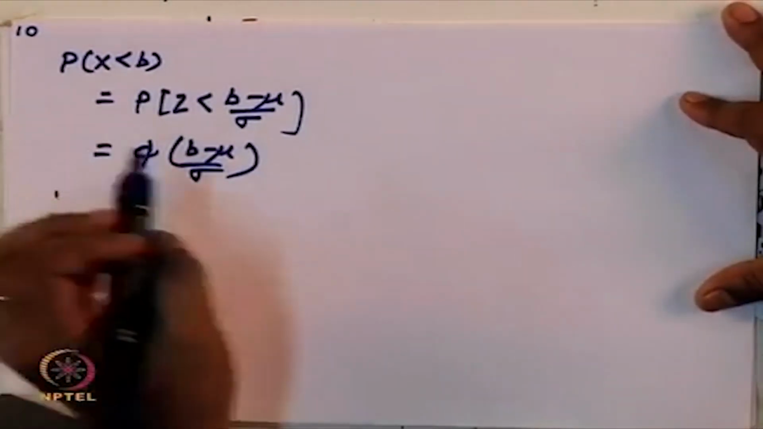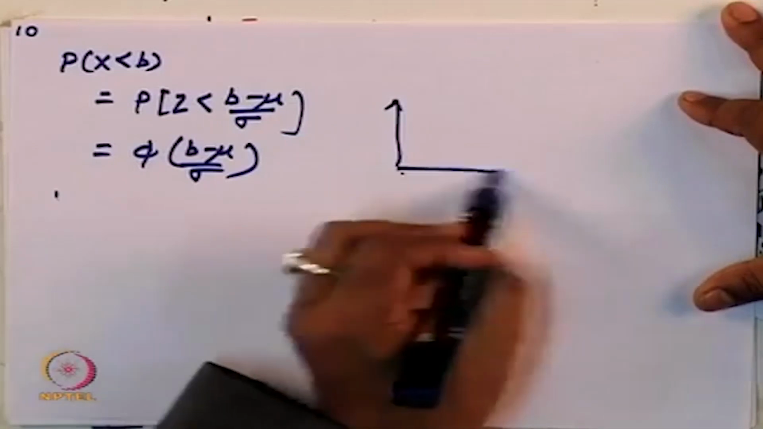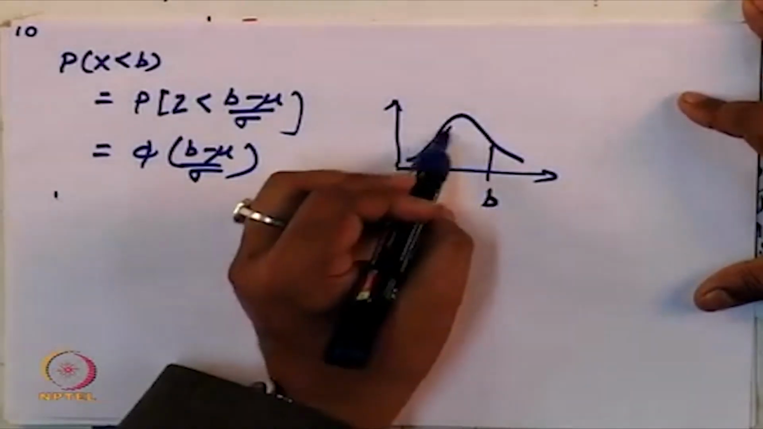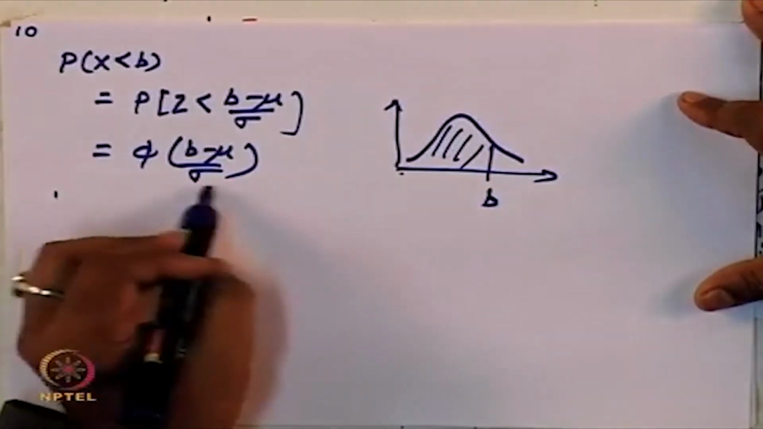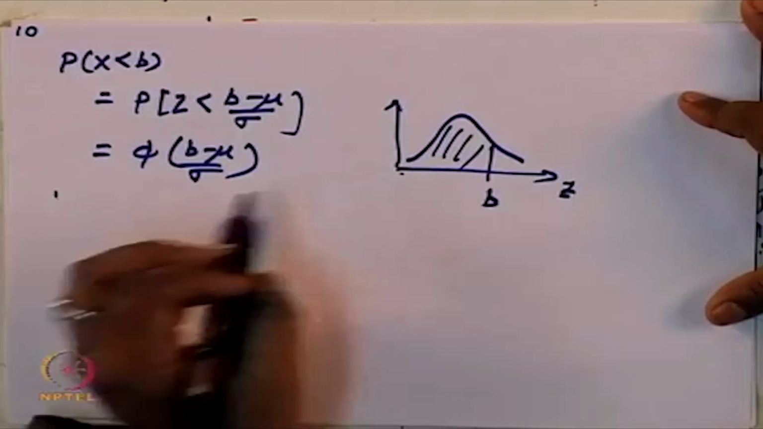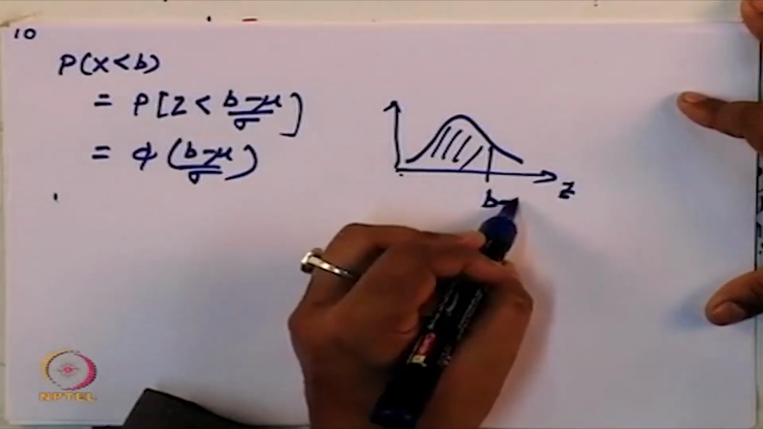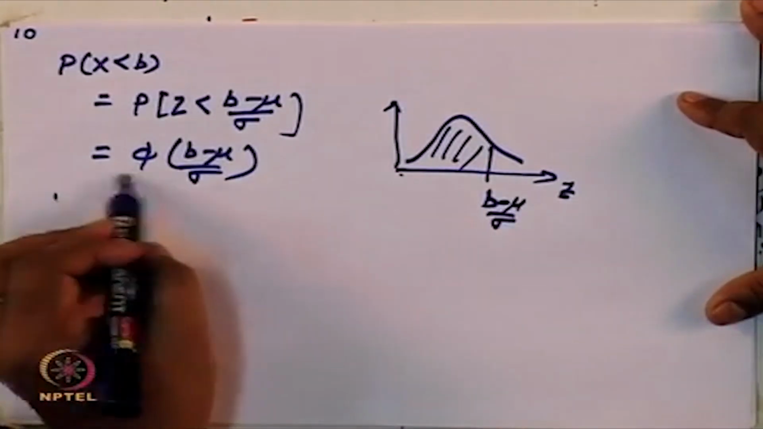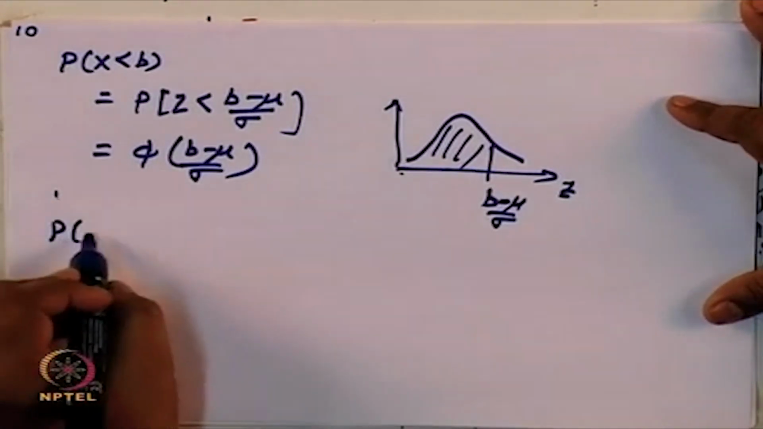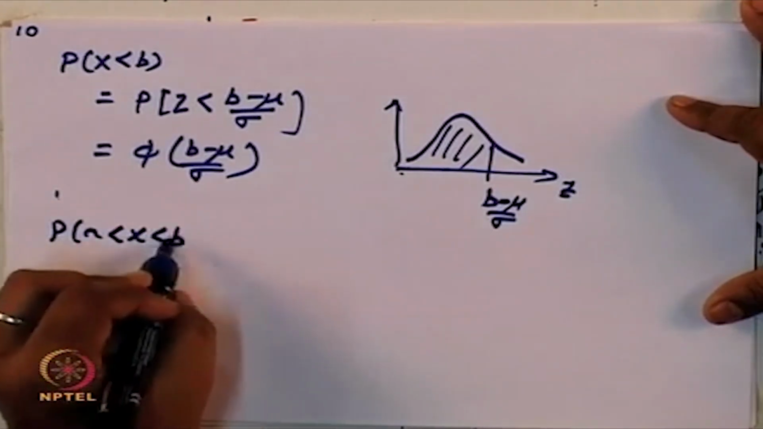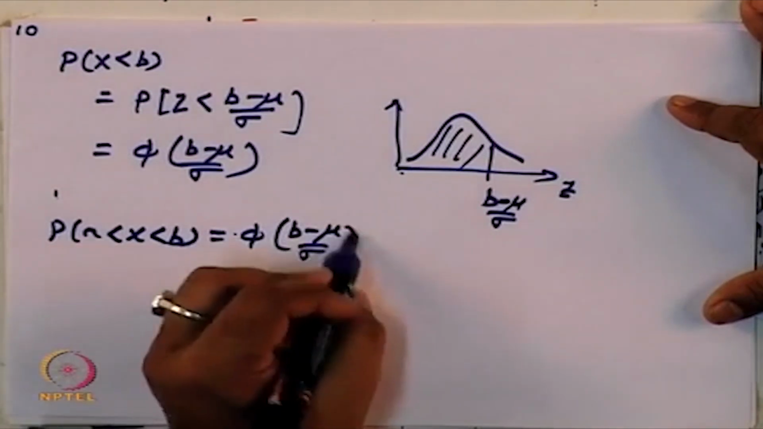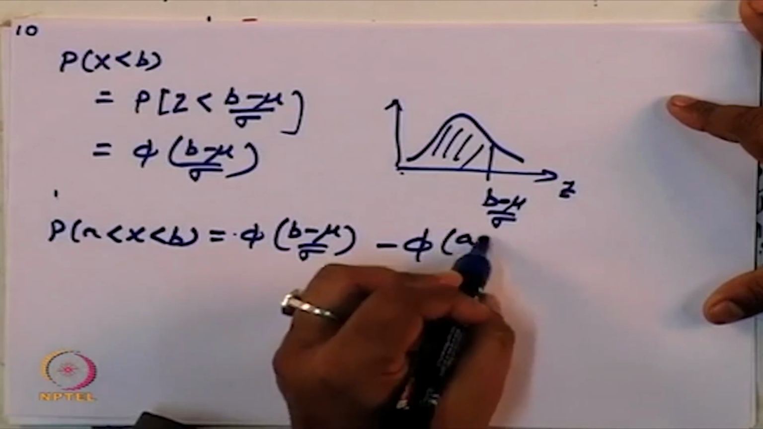So, if this is the probability of x less than b, as I drew earlier, for any b, this is my probability of x less than b. I can find out for the z variable what the correspondence is. This corresponds to (b minus mu) by sigma, and accordingly I can look this value up. I can write the probability of a less than x less than b is nothing but phi of (b minus mu) by sigma minus phi of (a minus mu) by sigma.